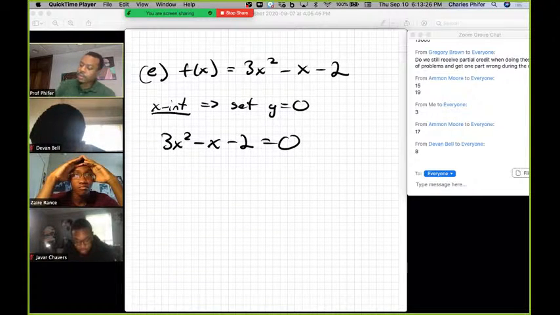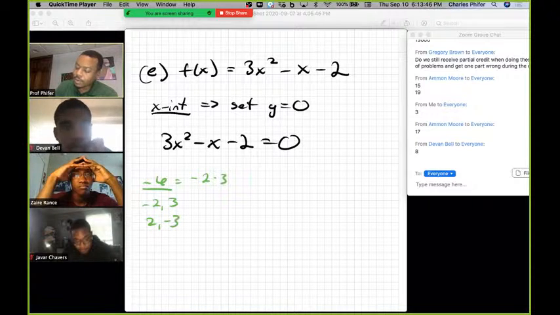So we want to factor. We're looking for 2 numbers. I'm going to do some work off to the side. 2 numbers that multiply to give me negative 6. Let me see. We got negative 2 and 3. Oh, that's it. And add to negative 1. So it's not these two because they add to positive 1. So it's going to be 2 and negative 3, right?